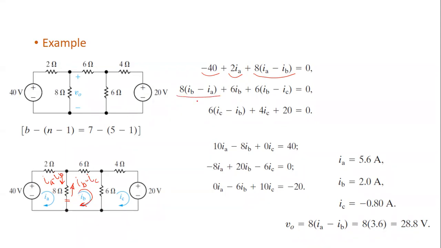So this is the first term, 8 times IB minus IA. And here, the second component is 6. And in 6, we have only IB flowing. Then it will be 6 IB. And the third component is this component, and we need to see what current is flowing downward. The current flowing downward is IB, minus IC, because IC is going upward. So then it will be 6 times IB minus IC. Is it clear for all of us?